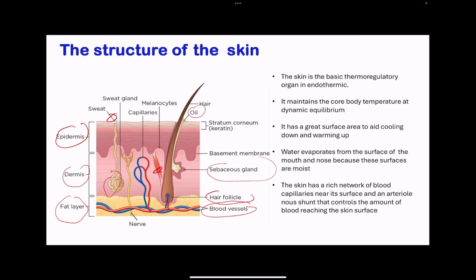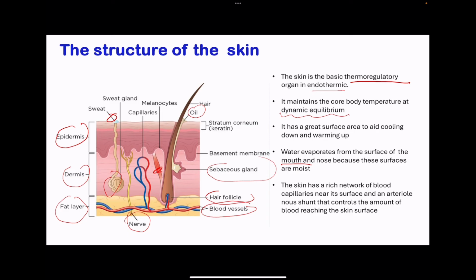And of course, we also have some nerves that are going to stimulate some activity within the skin. So basically, the skin is a thermoregulatory organ for organisms that are endothermic. It ensures that the core body temperature is maintained in dynamic equilibrium, meaning the skin participates in homeostasis. It prevents the surface of the skin of the body from cooling too much or from warming up too much.